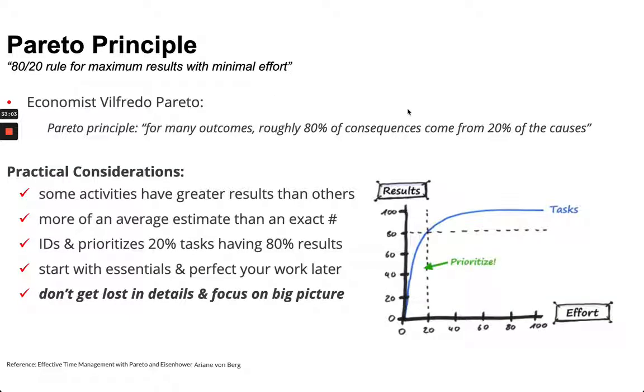Let me give you an example. The Pareto Principle is kind of like that 80-20 rule, where you want to maximize the result by utilizing minimal effort. And this person, an economist, Vilfredo Pareto, says for many outcomes, roughly 80% of the consequences come from 20% of the causes. Meaning if you satisfy those 20% of the causes, 80% can be accomplished. And this is a simple plot of what that means. The point here, don't get lost in the details. Focus on the big hitters, the big picture, to get maximum result from minimal effort.